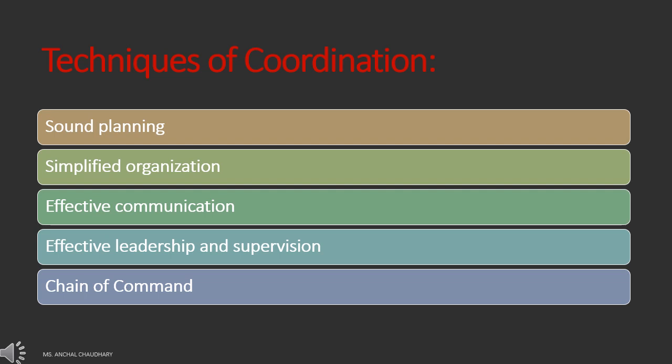Next is your effective leadership and supervision. Basically, it ensures coordination of efforts both at the planning and the execution stage. A good leader can continuously guide the activities of his subordinates in the right direction and also can inspire them to pull together for the accomplishment of objectives. And last is your chain of command. If there is a proper chain of command, then there will be no conflicts and the manager can persuade the employees' activities in such a way that they can achieve their department goals easily.